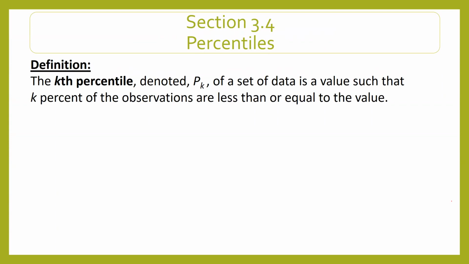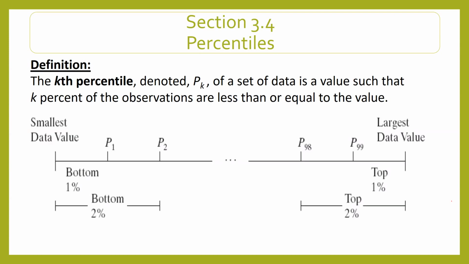All right, so let's move to percentiles. The kth percentile, denoted Pk, of a set of data is a value such that k% of the observations are less than or equal to the value. This is mostly used in test scores, like the GRE. This is a very good example. So this picture says it all.